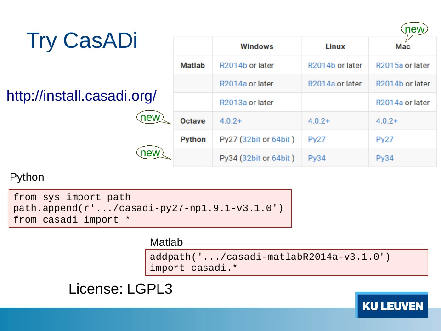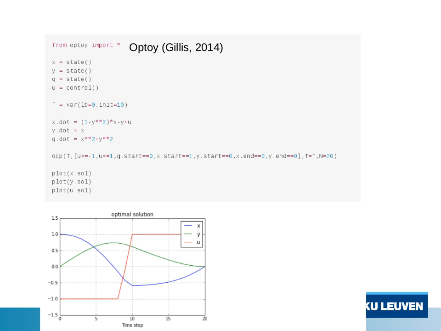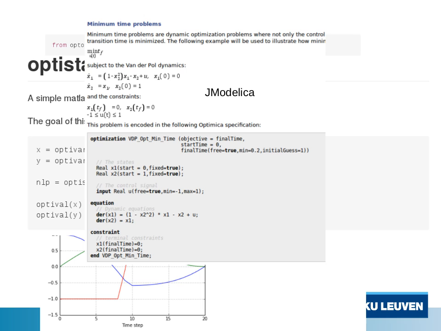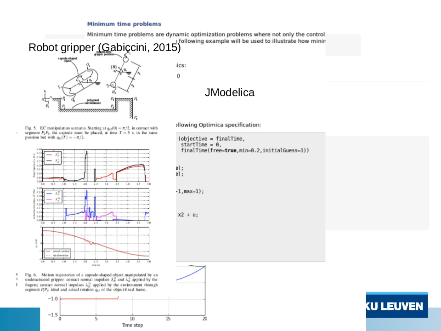CasADi is not the end product for users. CasADi is made to build tools on top of it. For example, this is a language for dynamic optimization. You can just declare states and controls, declare the ODE, and you can start optimizing. So thanks to CasADi, you can write such a package in not many lines of code and still be very fast. Other people have used CasADi, for example in JModelica. They have a collocation scheme written with CasADi, and there are a lot of publications using the software.